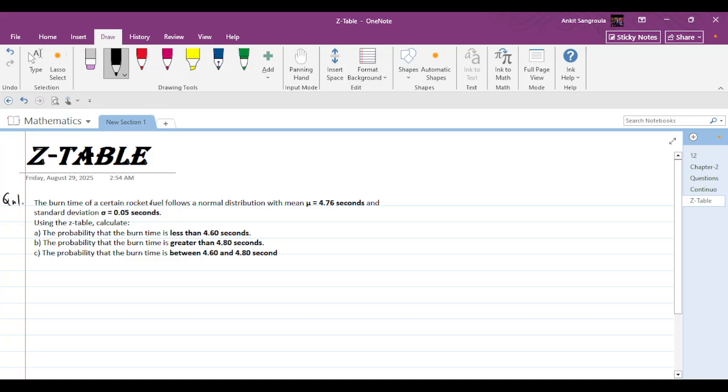The burn time of a certain rocket fuel follows a normal distribution with mean 4.76 seconds and standard deviation 0.05 seconds. The question says, using the Z table, calculate the probability that the burn time is less than 4.6 seconds, is more than 4.8 seconds, and is between 4.6 and 4.8 seconds.